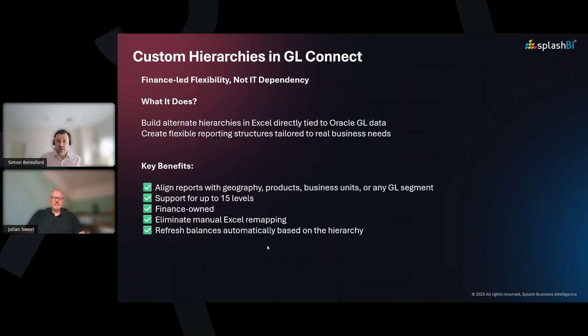So what does it do? It builds alternate hierarchies within Excel that are tied directly to Oracle General Ledger data. And you can also create flexible reporting structures, specifically tailored to real business needs, instead of going through a very structured route. I'm not going to run through all of these, but key benefits: certainly aligning reports with any general ledger segment. Julian's going to talk about the support of up to 15 levels. And as I've referred to before, it is very much finance owned.